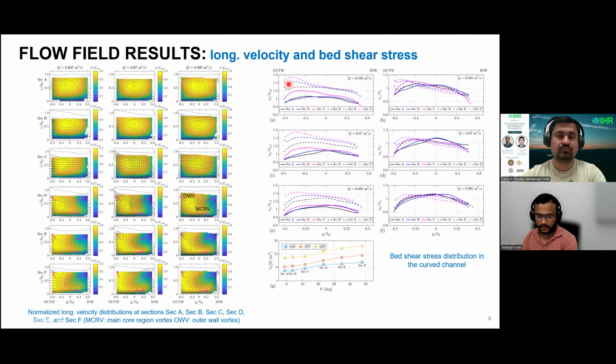So this abrasion pattern is not directly related to the bed shear stress magnitude. And this bed shear stress distribution is comparable with previous subcritical flow simulation using LES. However, it contradicts previous anticipation, where they anticipated that the bed shear stress is higher toward the inner wall.